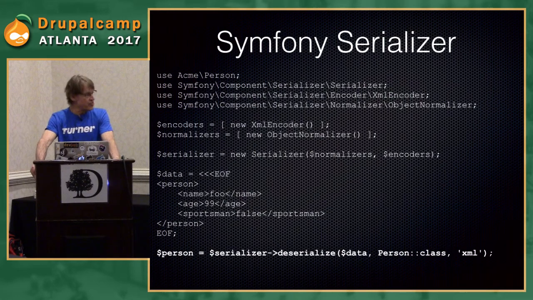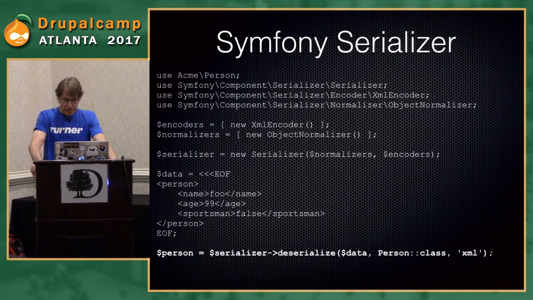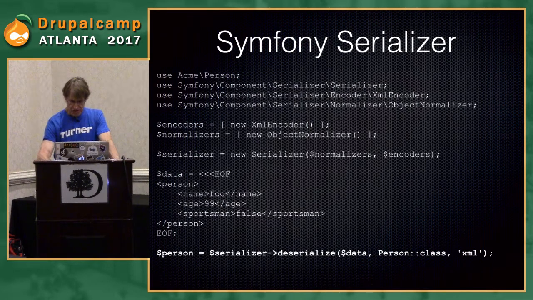If you've got that, then what you do is give it the incoming data, the class you want to deserialize to, and then the encoder to use. So in this case, we've got this data as an XML string representing a person. We've already defined a person class, and we want to use the XML encoder to convert that data into that person class.